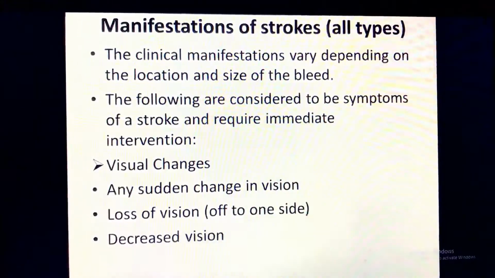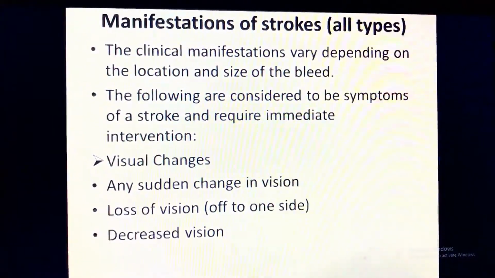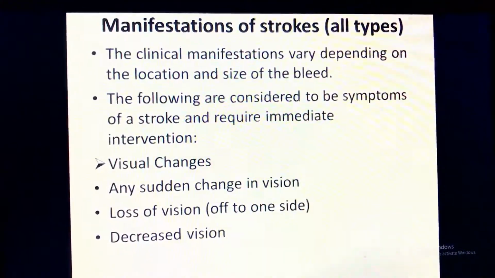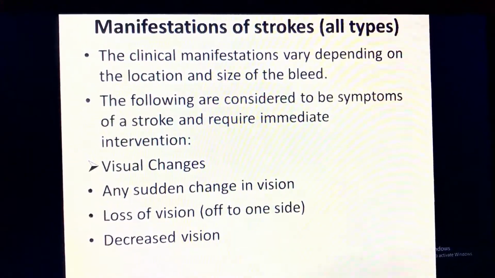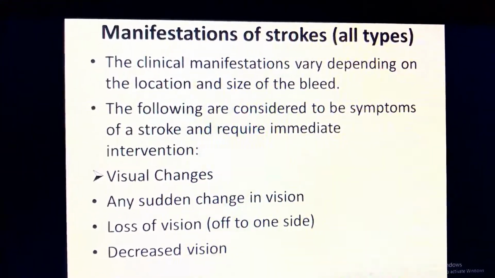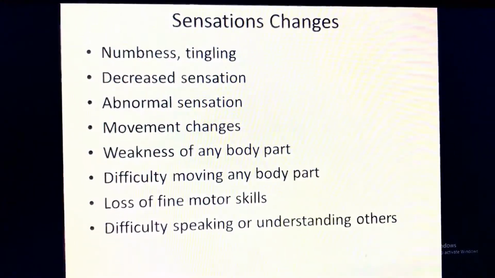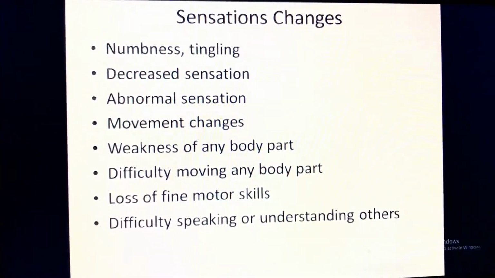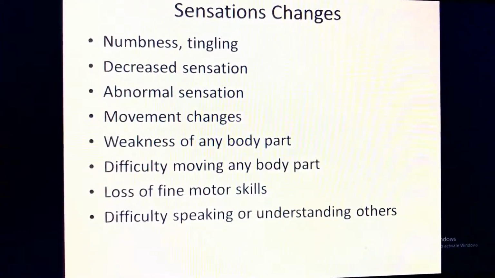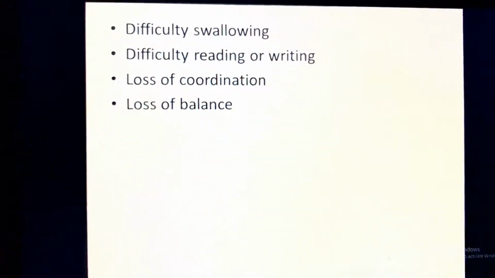The clinical manifestations vary depending on the location and the size of the bleed. The following are considered to be symptoms of a stroke and require immediate intervention. If you see a client with visual change, sudden change in vision, loss of vision, or decreased vision, please think about hemorrhagic stroke. Also sensation change: numbness, tingling, decreased or abnormal sensation. Movement change: weakness of any body part, difficulty moving any body part, loss of fine motor skills, difficulty speaking or understanding others. That can show that there is a hemorrhagic stroke.